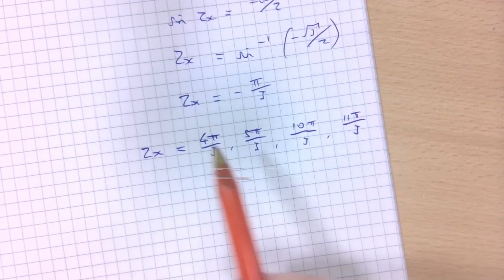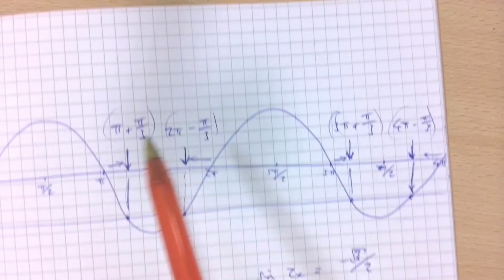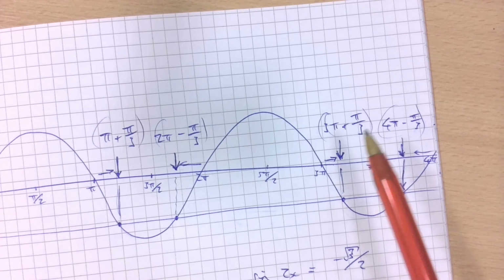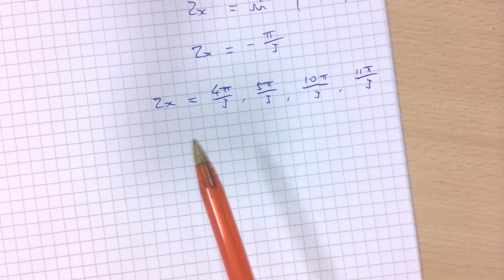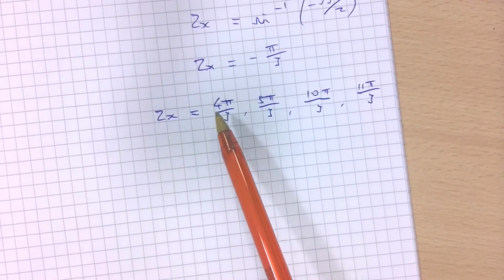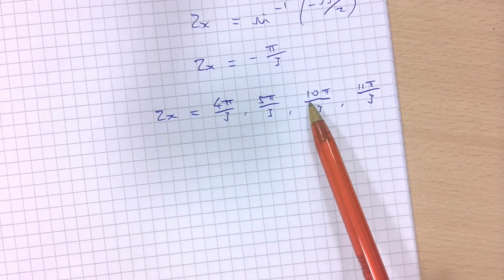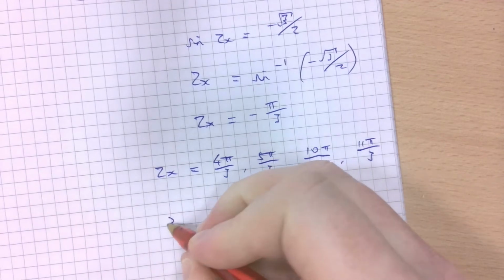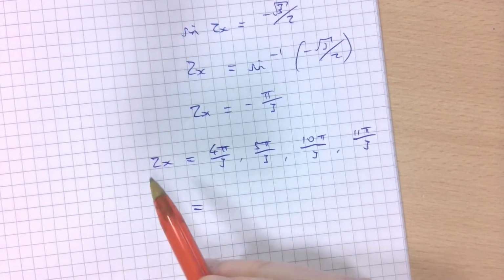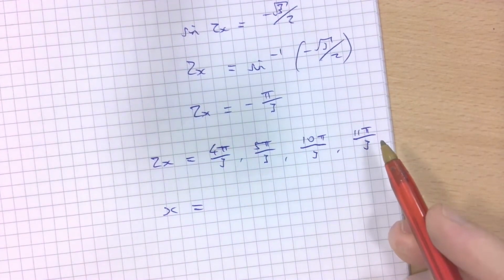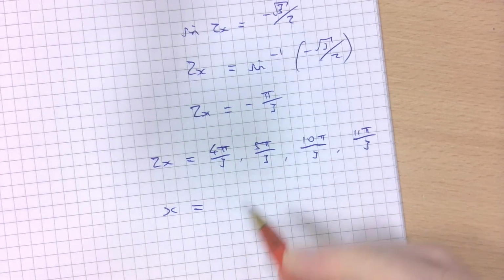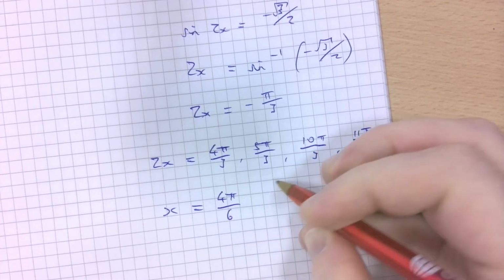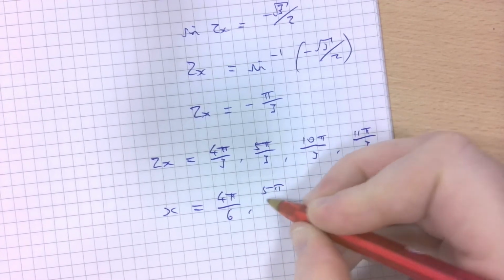Okay? So these values that I've effectively just worked out by doing the sums in my head get me to 2x equals 4 pi over 3, 5 pi over 3, 10 pi over 3, and 11 pi over 3. So if that's 2x, then the values of x are going to be half of all of these. So instead of being over 3, these values will be over 6, because half of a third is a sixth.